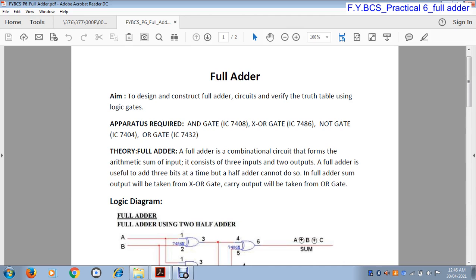The aim of this experiment is to design and construct a full adder circuit and verify the truth table using logic gates. The apparatus required for this experiment are an AND gate, which is IC 7408, an XOR gate, IC 7486, a NOT gate, IC 7404, and for the OR gate we use IC 7432. We use these ICs for the construction of the full adder.